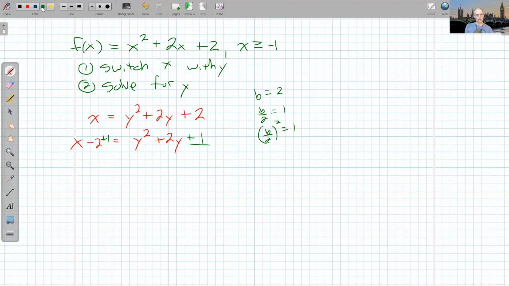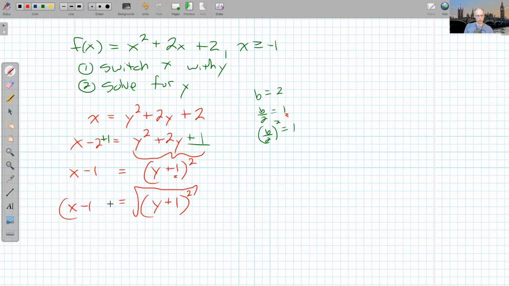The point of that now is that this side is a perfect square. It's the square of y plus 1. That 1 right there is this 1 right here. And that's a perfect square. On the other side, I now have x minus 1. Now I can take the square root. So I get the square root of y plus 1 squared equals the square root of x minus 1.